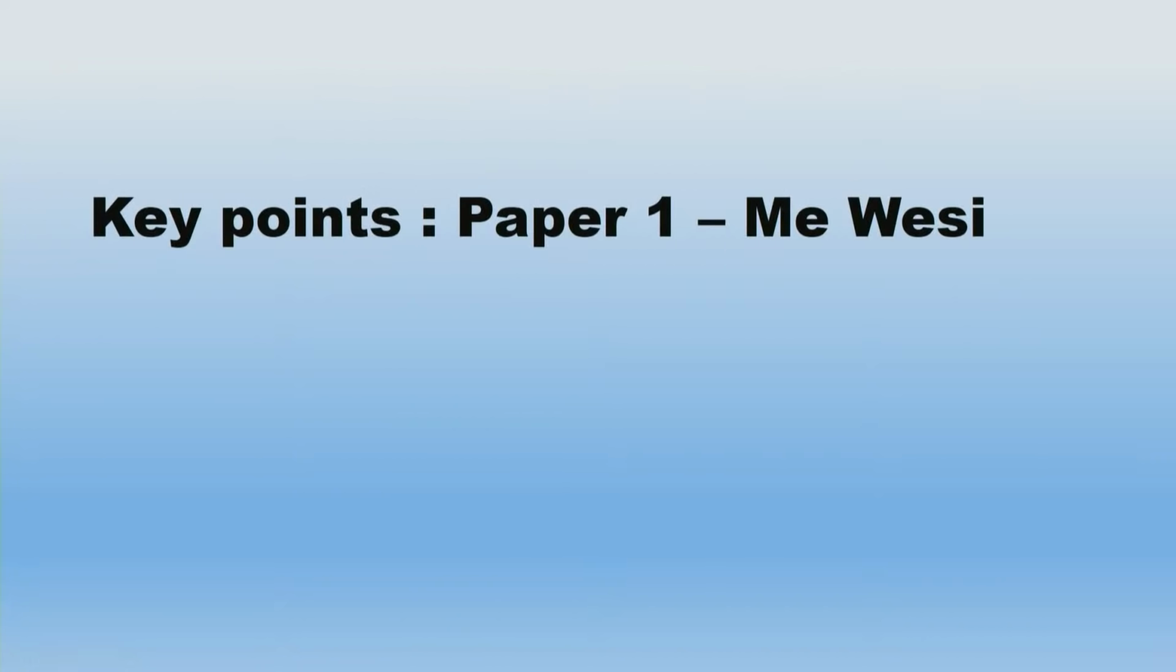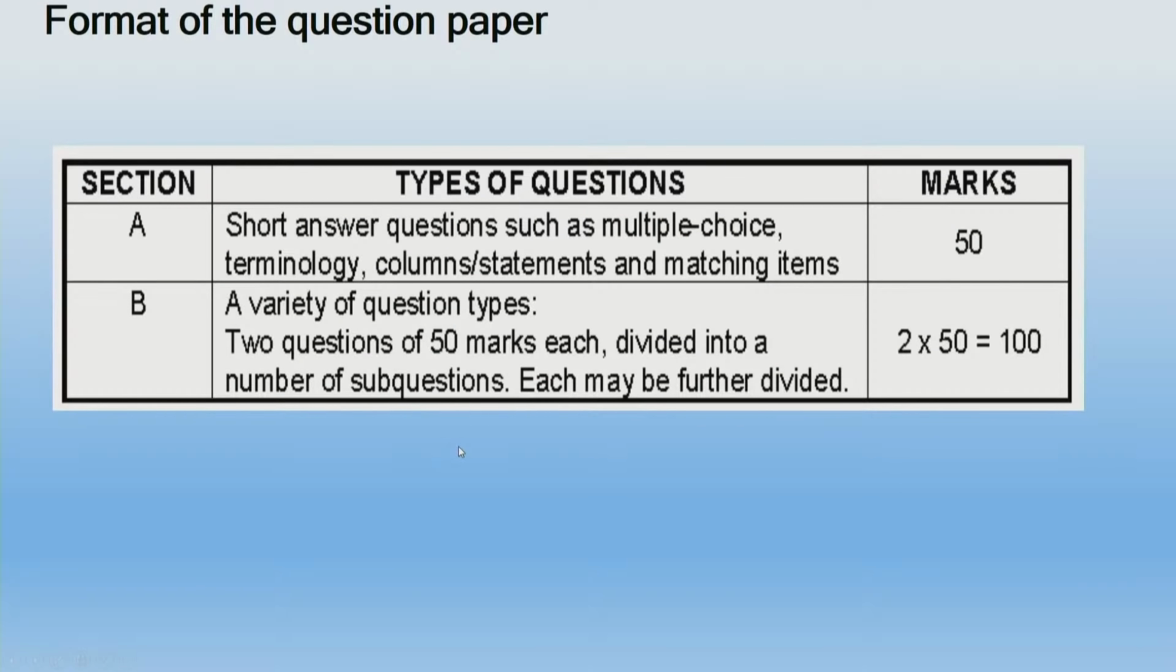As I have said, our presentation will be based on the key points of paper 1. But first, before we move to the key points, let us remind ourselves of how our paper 1 format looks. Remember that we have section A and section B. Section A is out of 50 marks, and section B is out of 100 marks. Section B consists of 2 questions, question 2 and question 3, and both are out of 50 marks each.